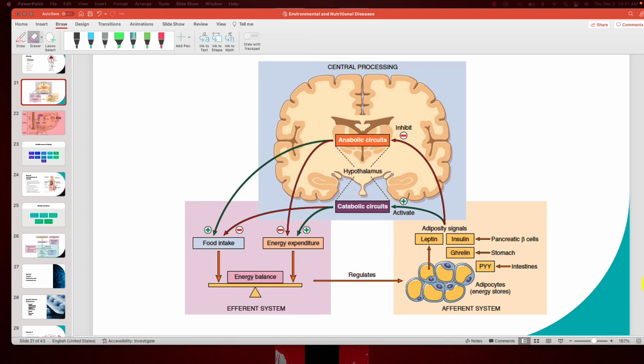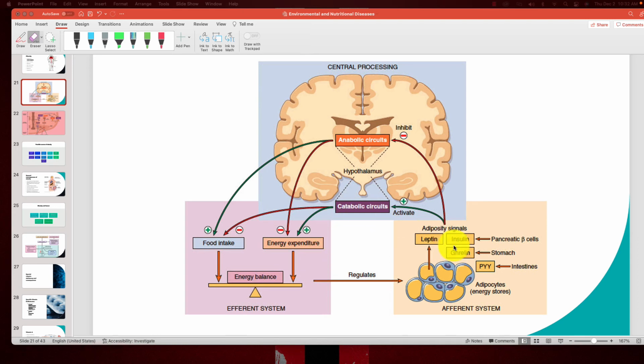So this is an example of what I will be looking for when you do this final project. This neural hormone mechanism that we're going to talk about regulates energy balance in the body, and it also regulates body weight. And this relationship is generally divided into three pieces: the peripheral or afferent system, then the central processing system, and then the efferent system. So these are the main components.